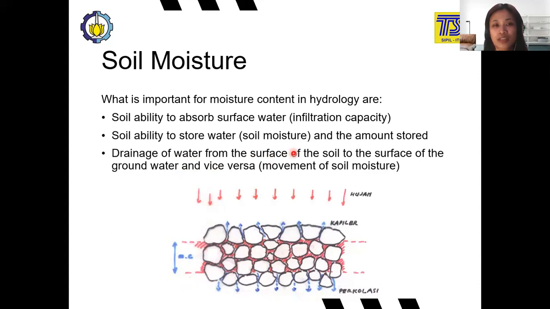And the third is the drainage of water from the surface of the soil to the surface of the groundwater, and vice versa. Here we have the movement of soil moisture. The moisture content can go up as evaporation. It can also go down into the groundwater level as percolation. So here we have two possibilities. Evaporation depends on the sun, but percolation depends on the groundwater level.